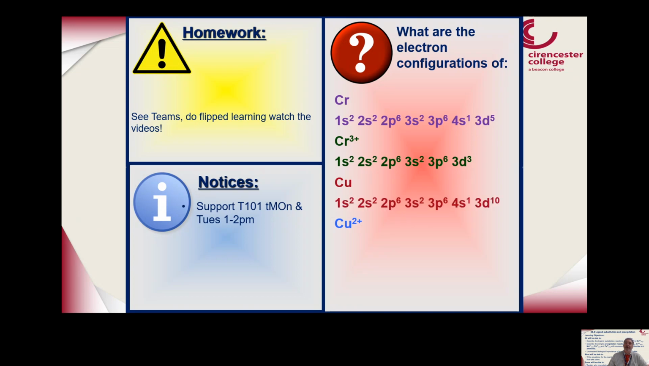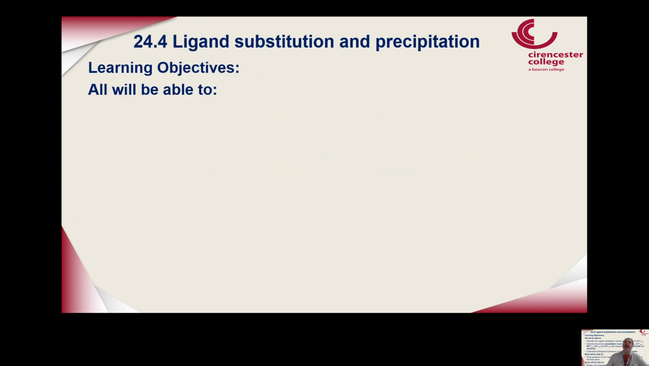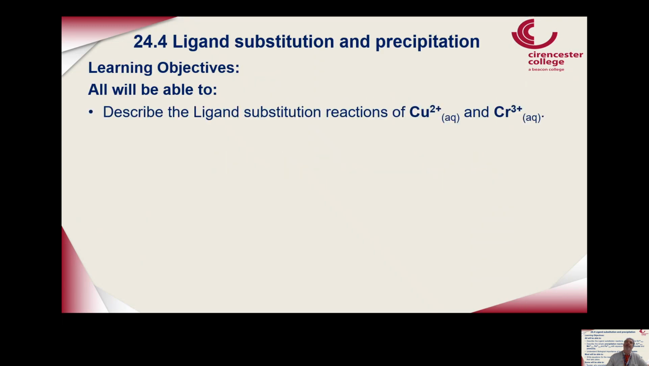Copper is also the odd one, so we've got 4S1, 3D10. Copper 2+ is going to lose an S1 and D1, so it ends up being 3D9. Okay, so give two species that are isoelectronic with chromium 3+. Something that's isoelectronic with chromium 3+. So you can think what those could be.